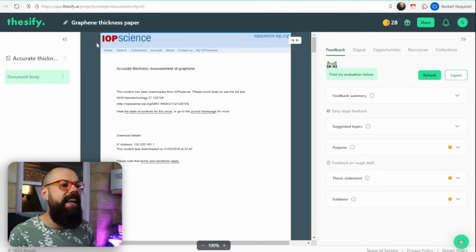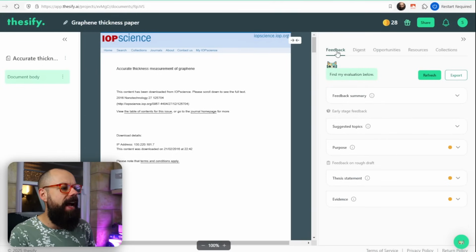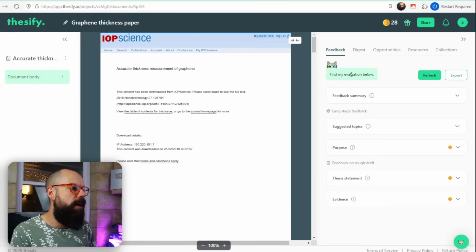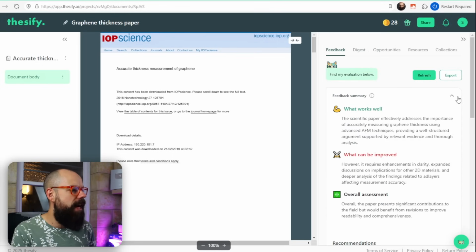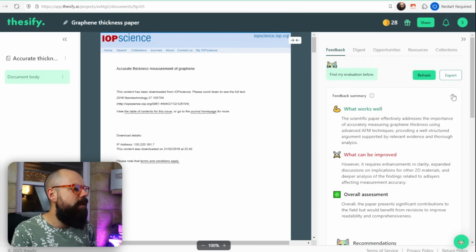Here you can see that in Thesify, I've uploaded a paper, and this is the feedback tab. Find the evaluation below. Great little cat, or Theo, I think his name is. Hello Theo. And then we get a feedback summary. Each one of these drop-down accordions tells you what works well and what can be improved. You don't need to wait for your supervisor or your collaborator to read it over and give you information and suggestions, and what do they call it? Constructive criticism, which sometimes is just mean criticism, isn't it? Naughty, naughty, stop being mean.